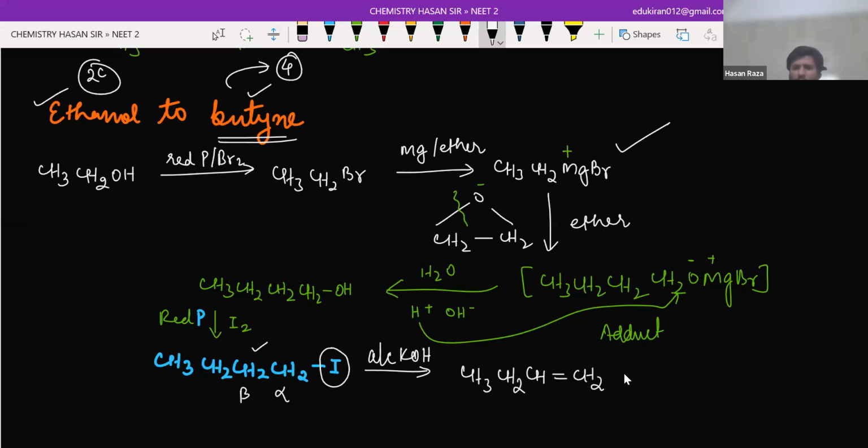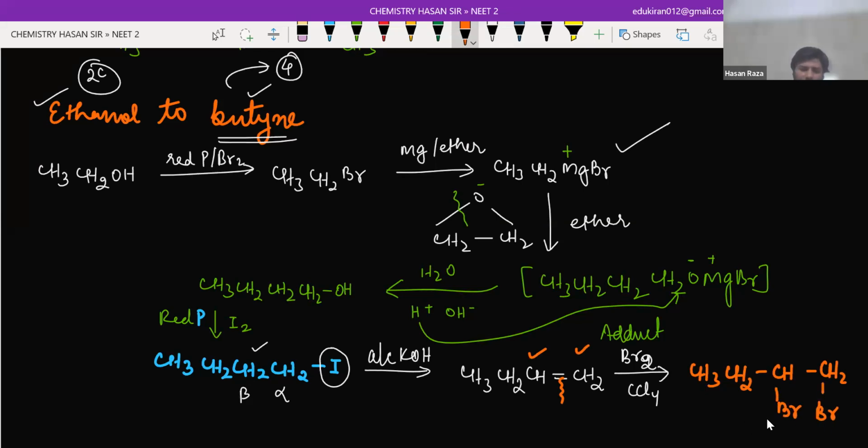After getting butene, what you need to do, very simple, Br2 in the presence of CCl4. So what will happen here? A vicinal dihalide will form. One bond will be broken, and Br will be added to this and this position, and you will get CH3CH2CHBrCH2Br. Br will be added here, and Br will be added here. Is that clear?